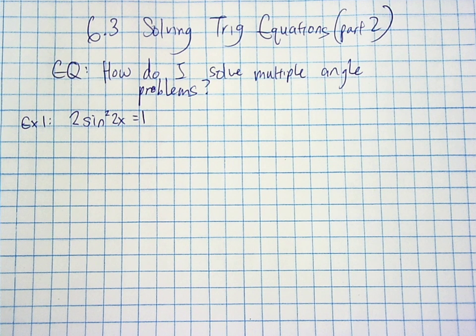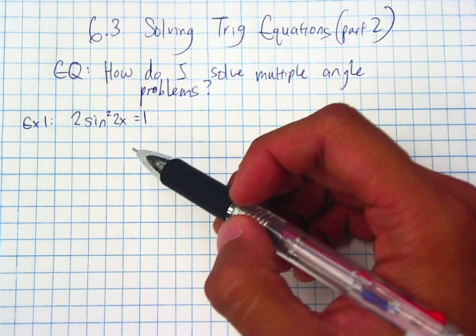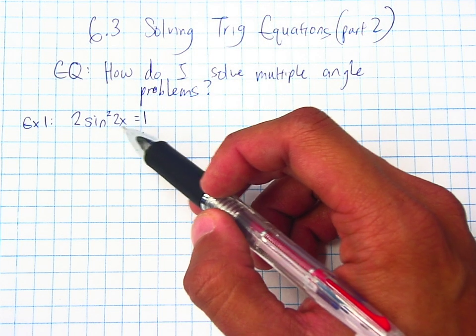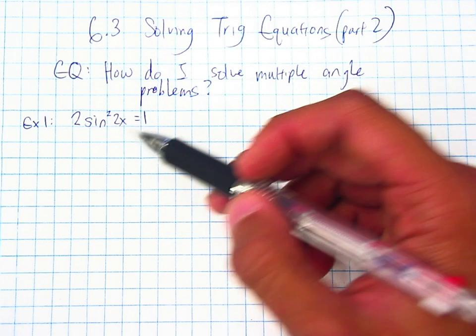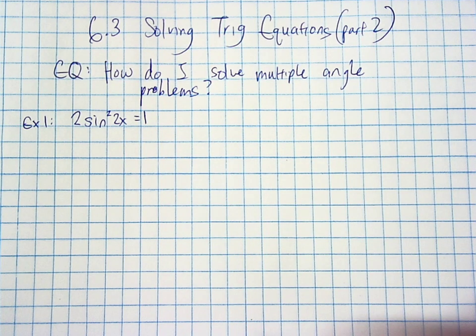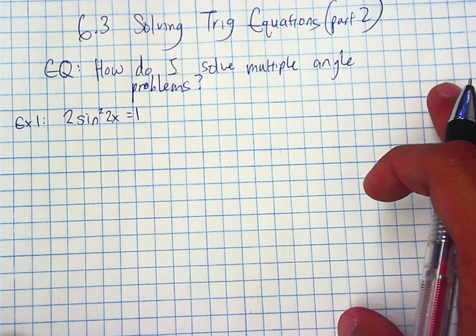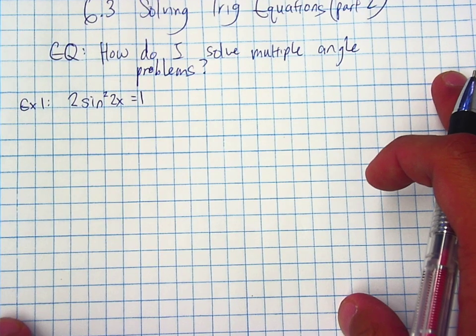Hey, Algebra 2 Trig. We're going to do the second part of 6.3, solving trig equations. And today's essential question is, how do I solve multiple angle problems? When we're talking about multiple angles, if you look at the angle, it's no longer x. Now there's going to be a constant attached to it, which is 2x. Okay, it's much like the first day. We just have to add a couple steps.